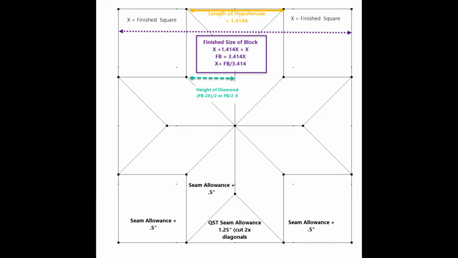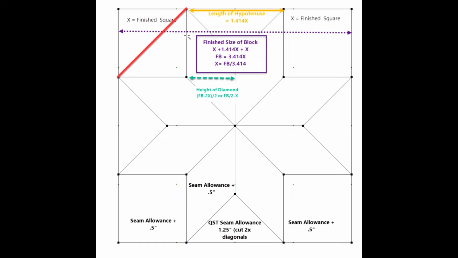So here we have a block of an indeterminate size, and we're going to express all of these blocks in terms of x, which is the size of a square. So if we look across the width of our block, look at this purple line, we have 2 finished squares, and we have a length of the hypotenuse of that square. Now the hypotenuse is basically the long side of a triangle.